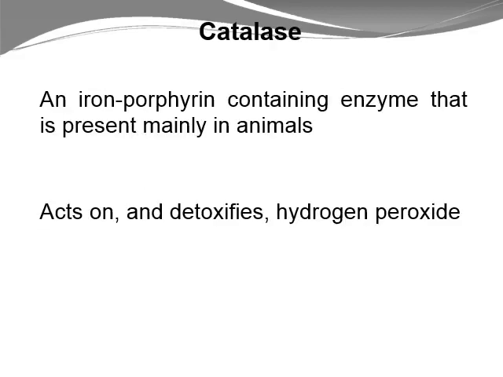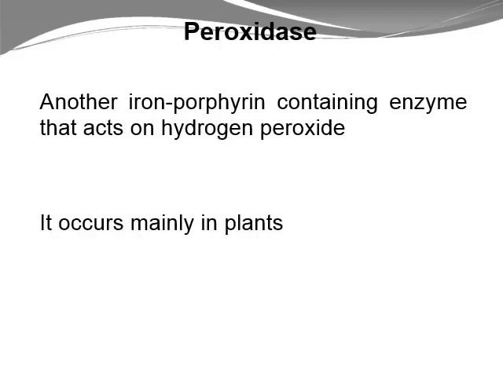The fourth one is known as an enzyme called catalase. This also has iron porphyrin and mainly they are found in animals. Their role is to detoxify hydrogen peroxide. The fifth one we have is called peroxidase. Mainly this is also another enzyme and their role is also to act on hydrogen peroxide, and they will mainly be found in plants basically.